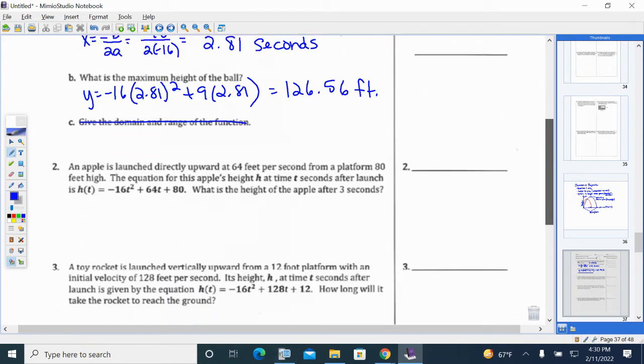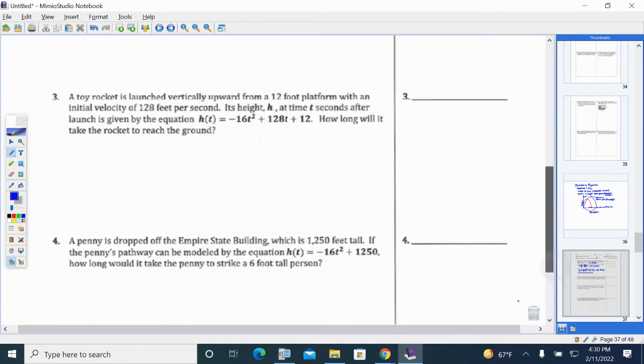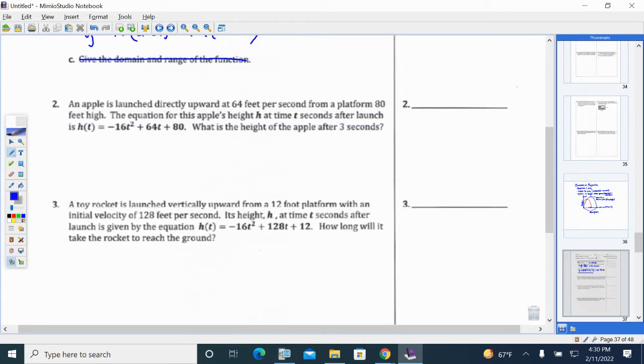So let's look at question number 2. An apple is launched directly upward at 64 feet per second from a platform 80 feet high. The equation for this apple's height, h, at time t seconds after launch is h of t is equal to negative 16t squared plus 64t plus 80. What is the height of the apple after 3 seconds? So what that means, what is the height of the apple after 3 seconds? That means t is equal to 3.